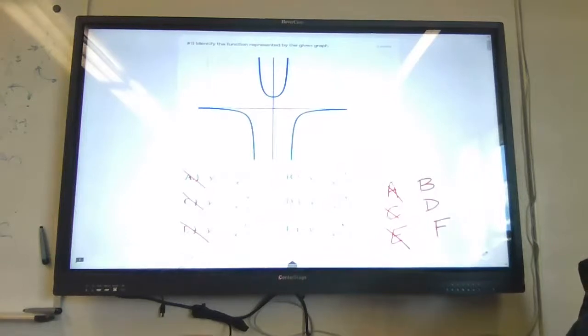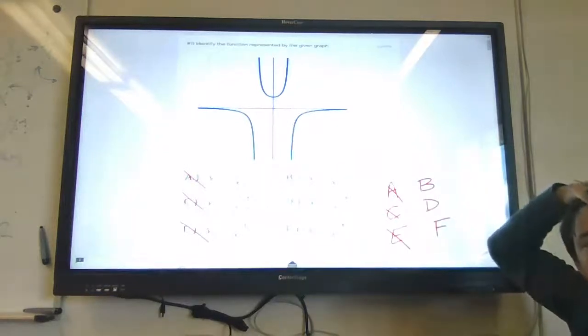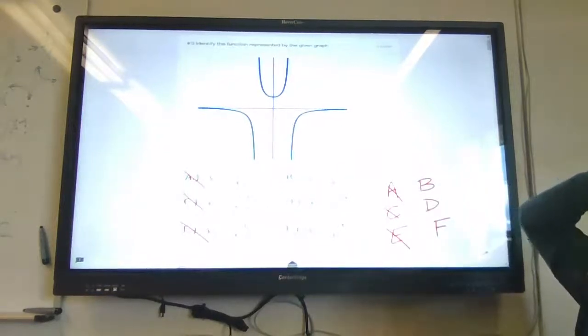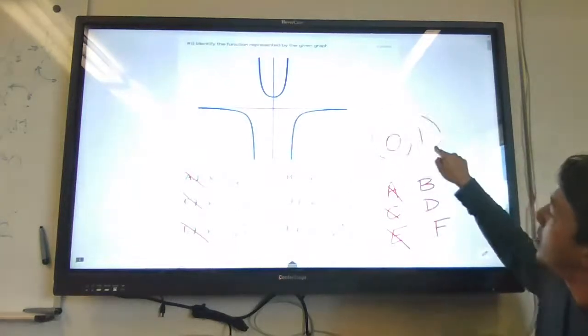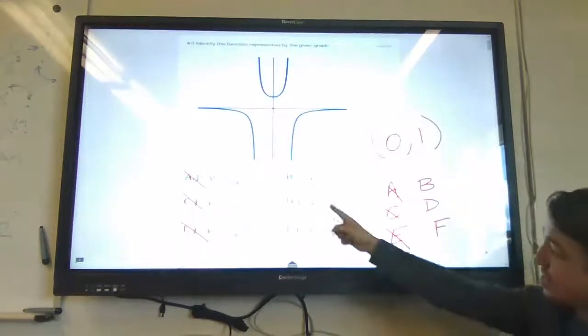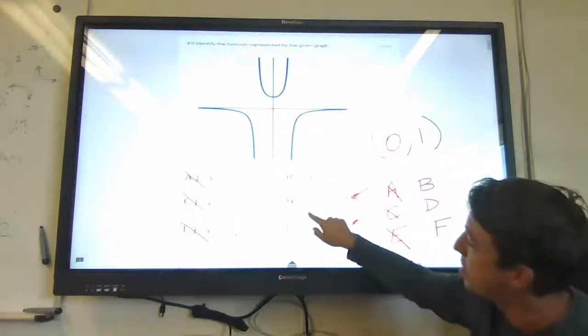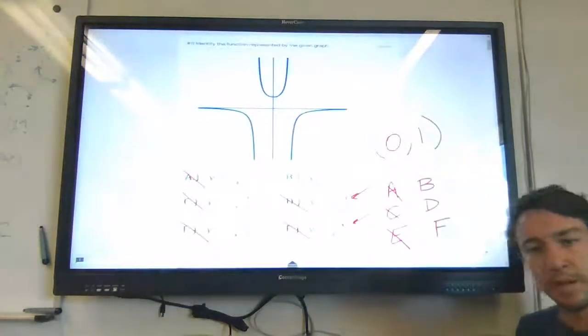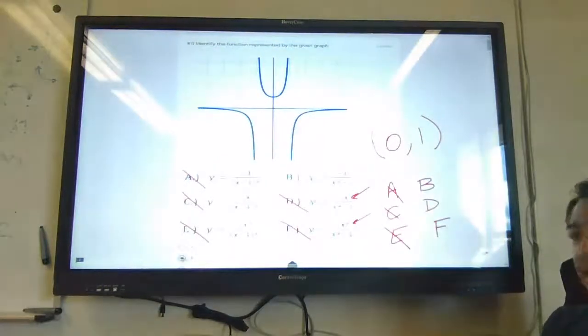Okay, let's get something else. There's one more thing we could look at that's going to unlock it for us in one step. Who's got an idea? AJ. The y-intercept. Yeah, that's a good way to do it. This guy has a y-intercept of (0, 1). But wait a second. D and F, if I were to plug 0 into those functions, they would spit out 0 as the y value. So therefore, those have to be wrong. The answer must be B.